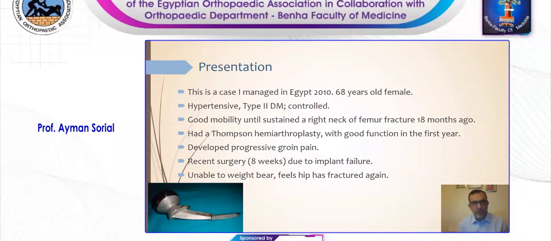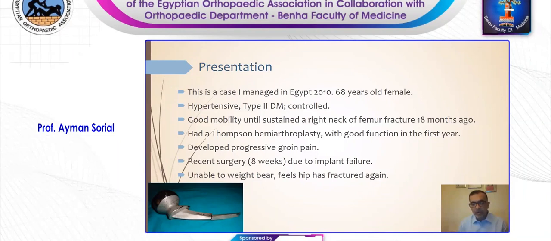This is a 68-year-old female with a background of hypertension and well-controlled type 2 diabetes, with good mobility until she had a neck of femur fracture on the right side about a year and a half prior to this presentation. She had a cemented Thompson hemiarthroplasty with good function the first year, then started to develop progressive groin pain until 8 weeks before she presented to me.